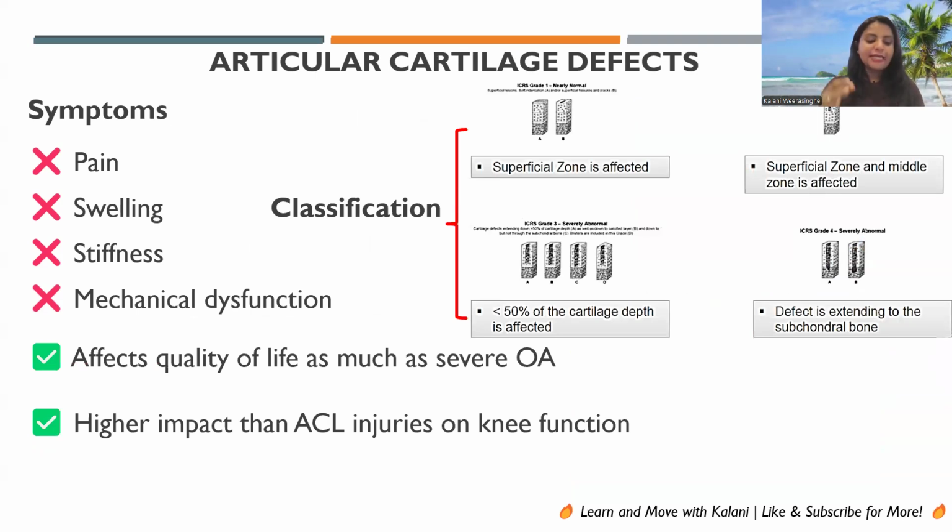Cartilage injuries significantly impact joint function. Patients experience severe pain, swelling, stiffness, and also in very severe cases, mechanical dysfunction like catching or locking. Studies show that patients with cartilage defects often have worse knee function than those with ACL injury, highlighting the importance of proper diagnosis and management.